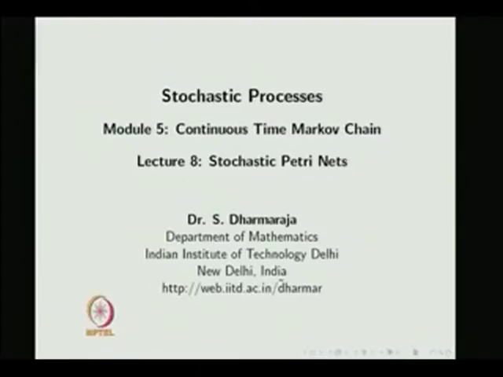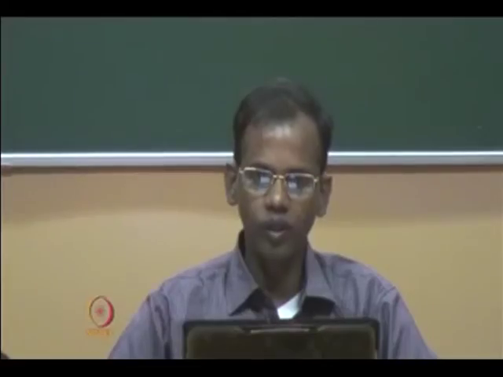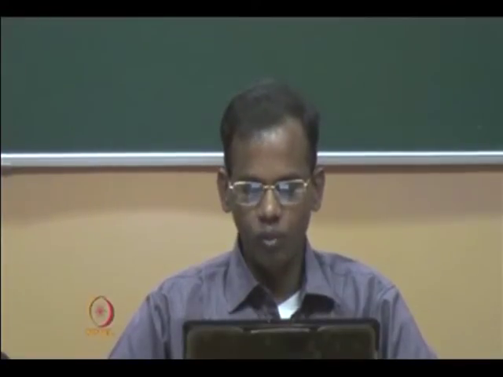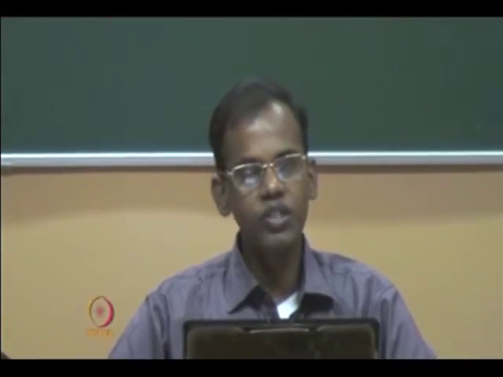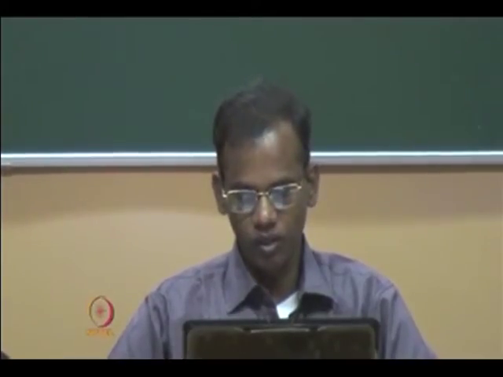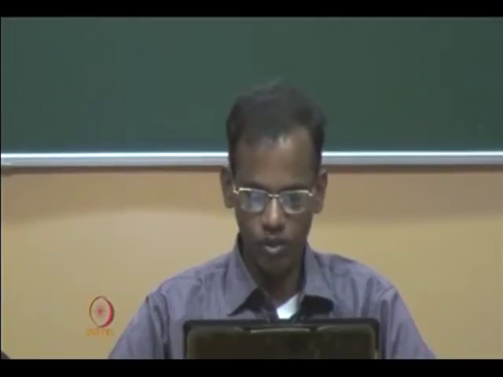This is stochastic processes model 5, continuous time Markov chain. In lecture 1 we discussed the definition, Kolmogorov differential equations, and infinitesimal generator matrix with examples. In lecture 2 we discussed birth death processes. In lecture 3 we discussed the Poisson processes.